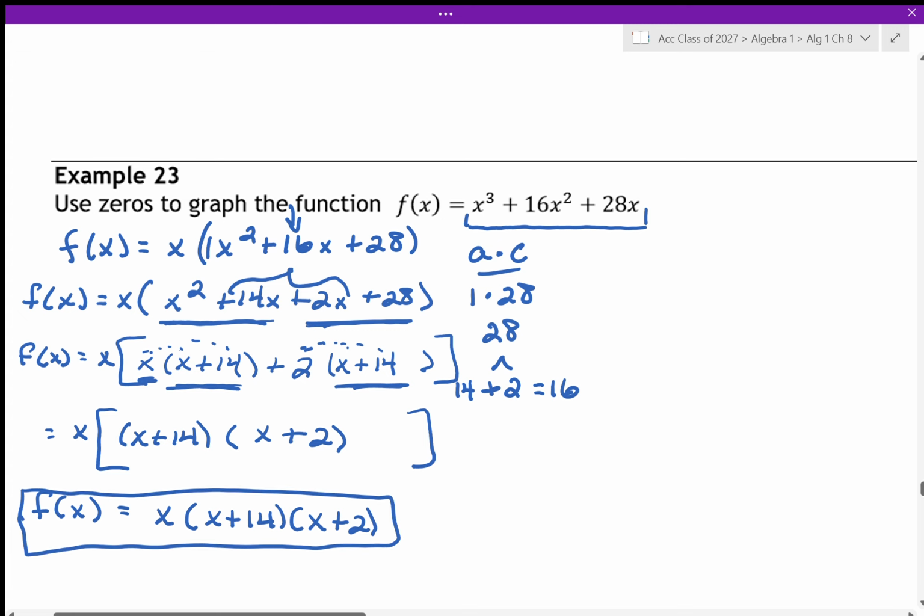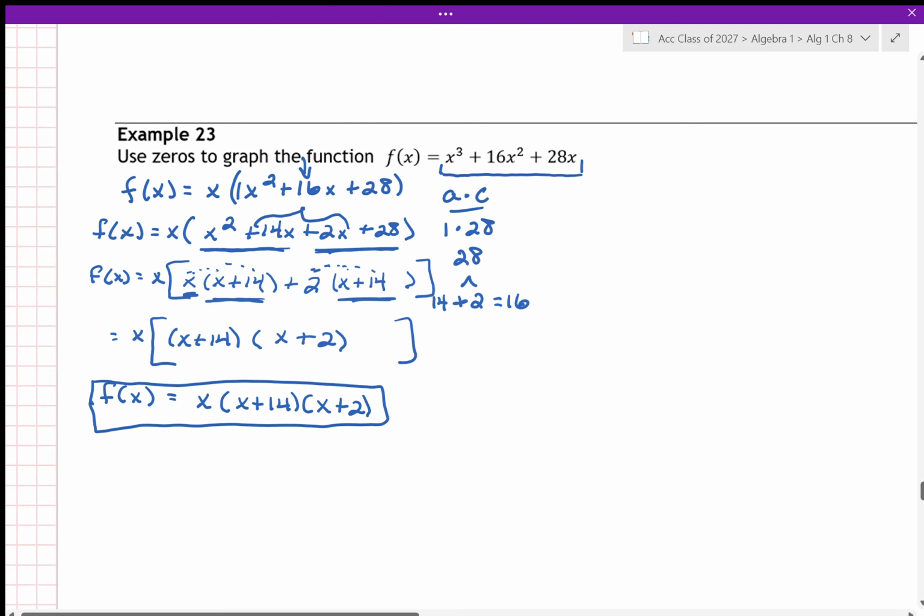Now we want to try to graph that. We're going to graph using the intercepts. We have three different intercepts here: 0, negative 14, and negative 2. So I'm going to put a dot on 0. Negative 14 is going to be pretty far off to the left. That's going to be negative 14. And then negative 2 is going to be a little bit closer. All right, I'm just going to do a rough sketch.